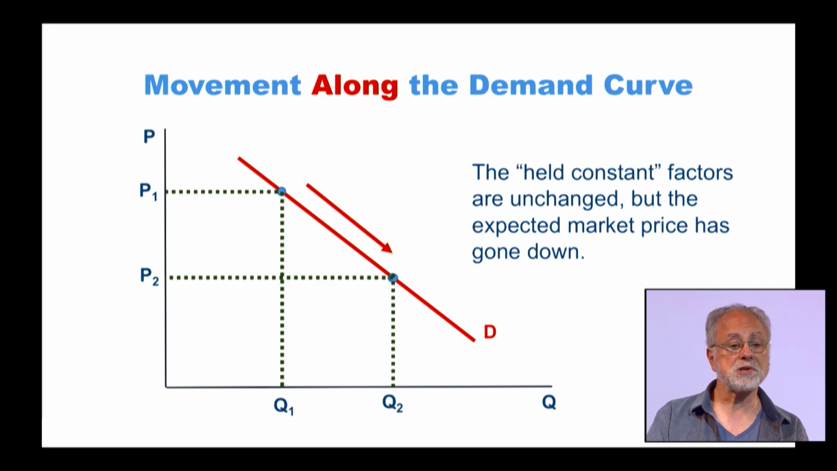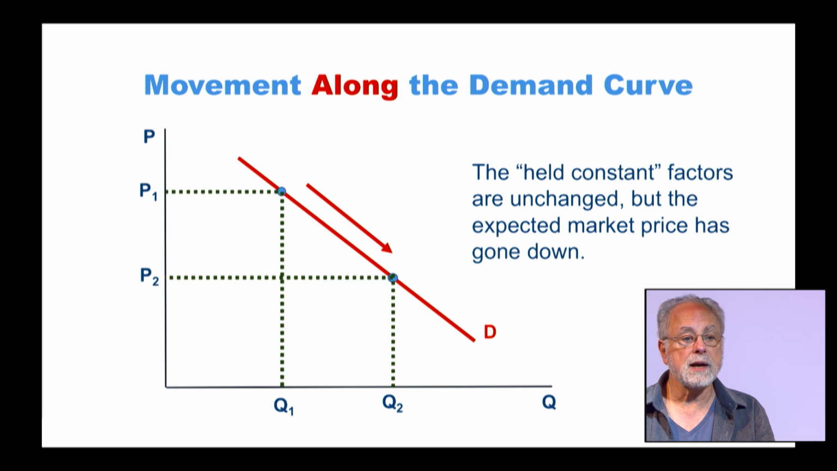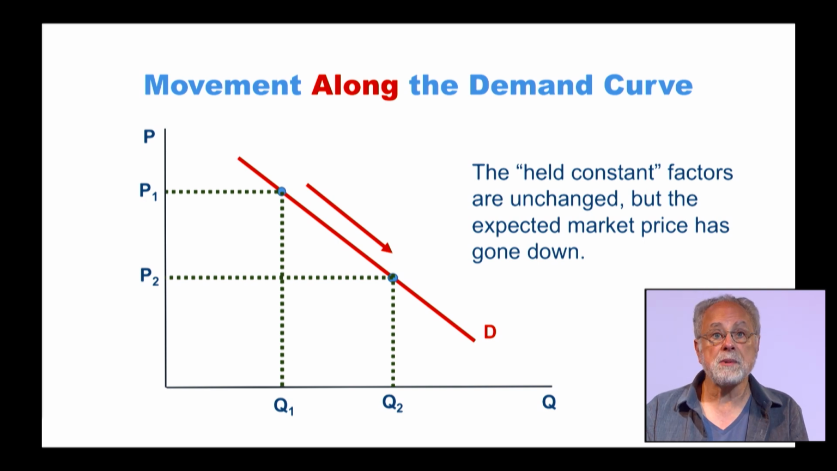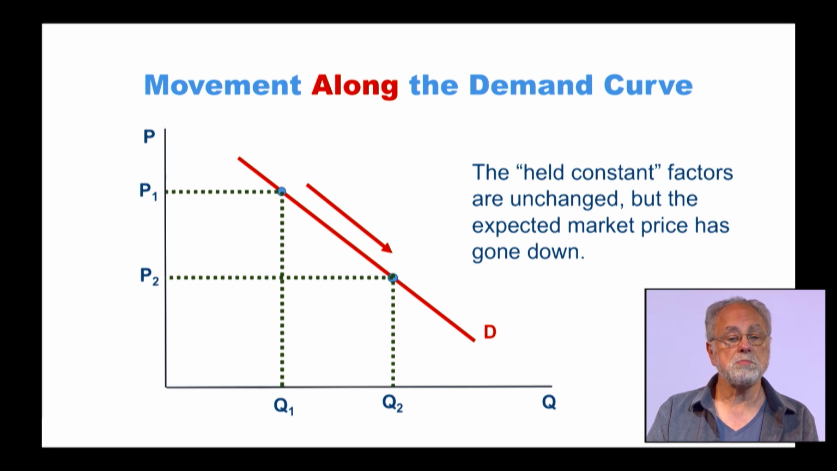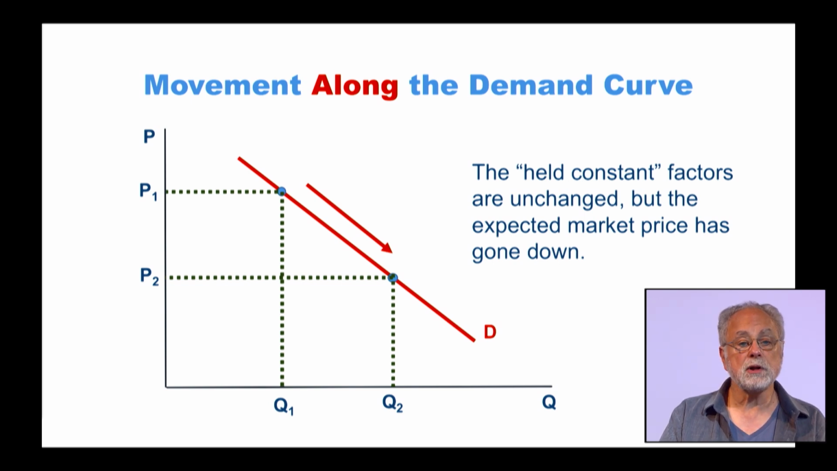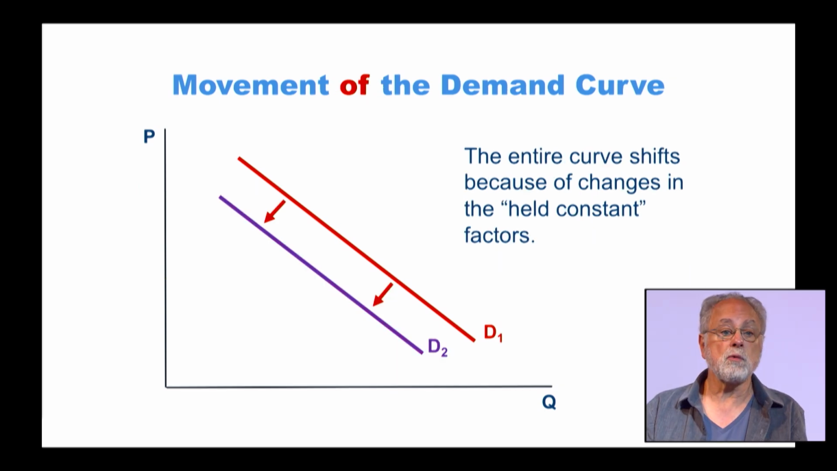We can imagine starting out at a point like P1 and Q1, some initial price and quantity, and then let's say that the price falls to P2, we would expect the quantity purchased to go up, let's say to Q2, and that movement along the curve would arise if only the price changes, if everything else that affects demand is held constant.